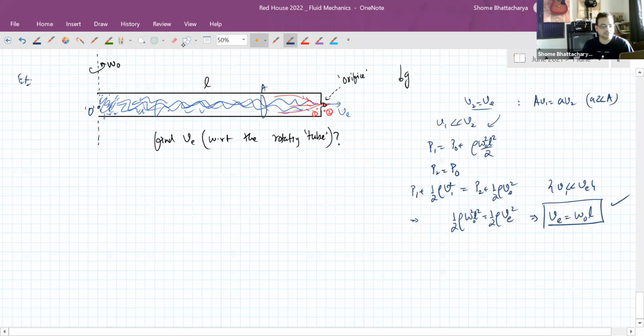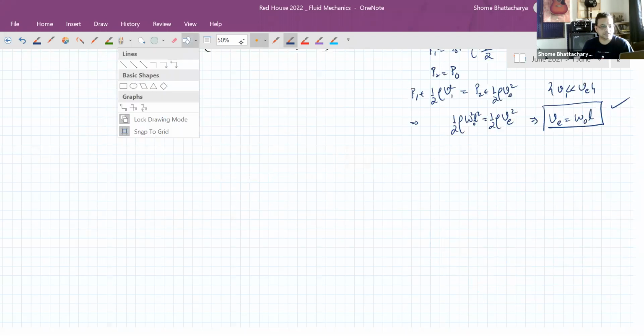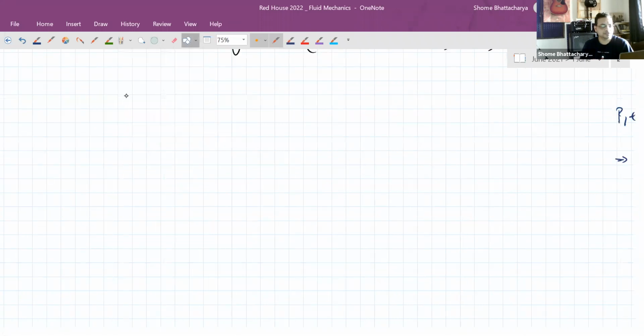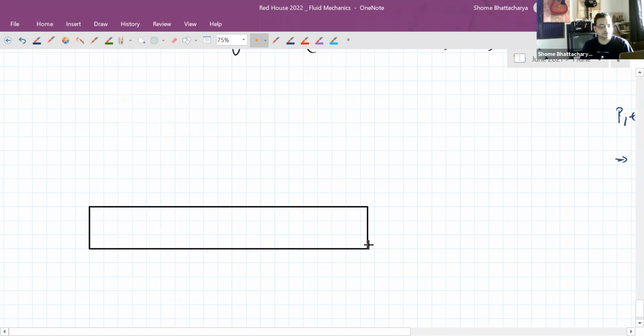Or another version of something like this is the application of the working principle of a syringe. So there you are creating the pressure difference not by centrifugal force, but by some actual physical force that you are applying on the piston of the syringe.